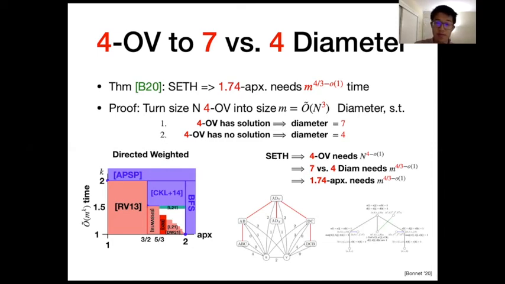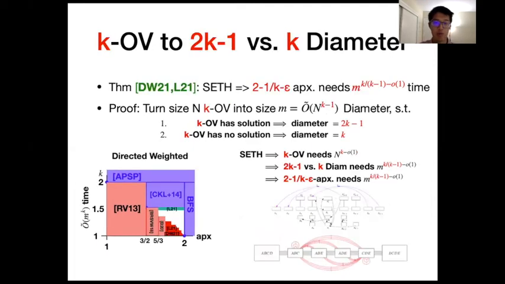And you've probably found a pattern by now. So what we do is we complete the pattern. We start with a size n k-OV instance and turn it into an n to the k minus 1 diameter instance, and we get this gap of 2k minus 1 versus k. And that gives us the desired result. So obviously the hard part again is not just changing these numbers and following the pattern, but actually constructing the graph, and that's the hard part of both of these proofs.